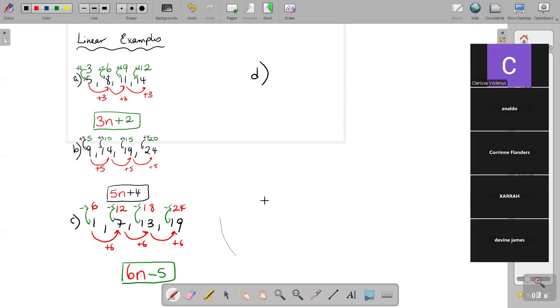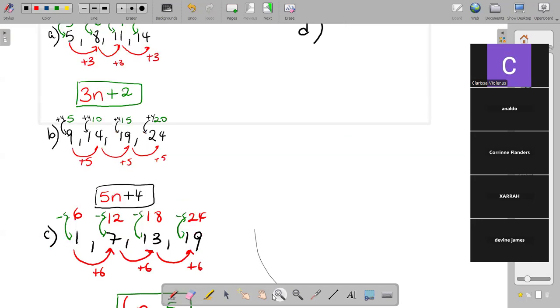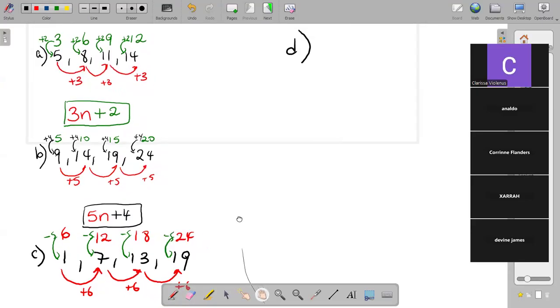Zoom a bit in, zoom in or zoom out. Here. That's better? Okay.